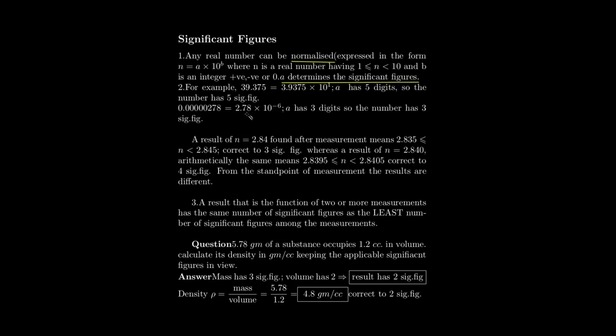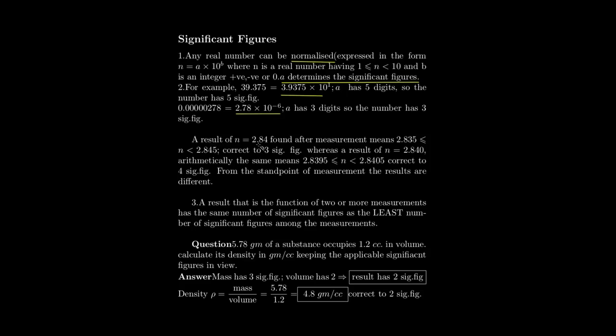For example, 39.375 equal to 3.9375 into 10 to the power of 1. A has 5 digits, so the number has 5 sig fig. 0.0000278 equal to 2.78 into 10 to the power of minus 6. A has 3 digits, so the number has 3 sig fig.